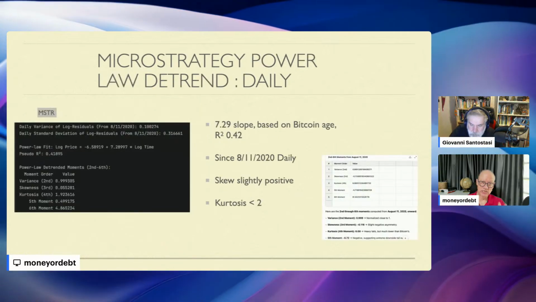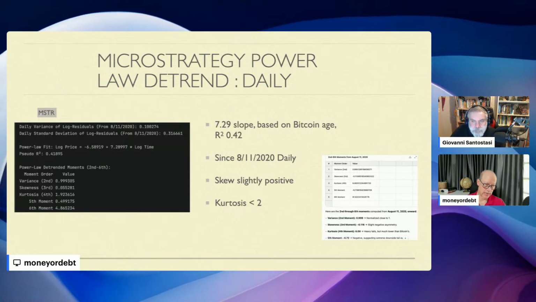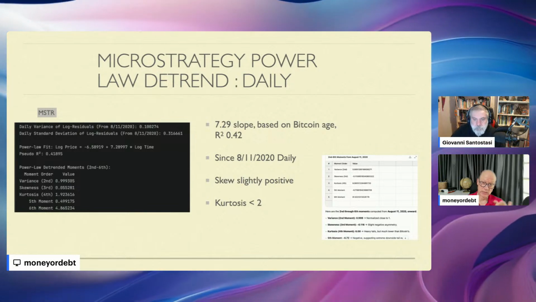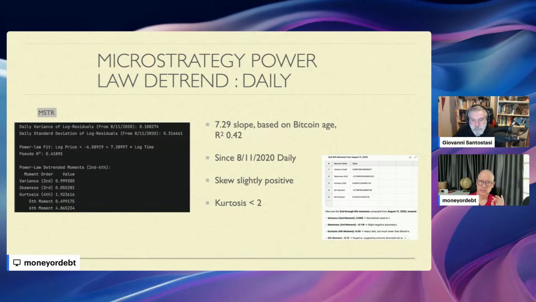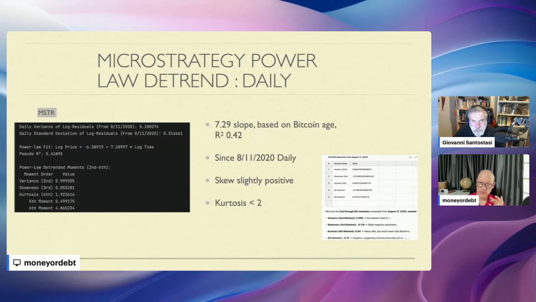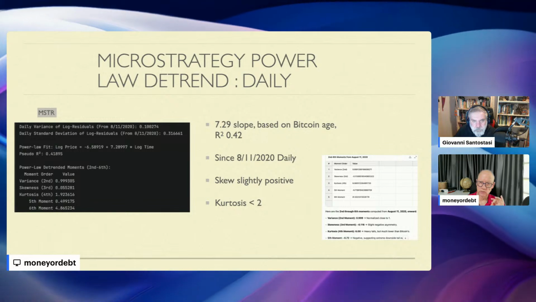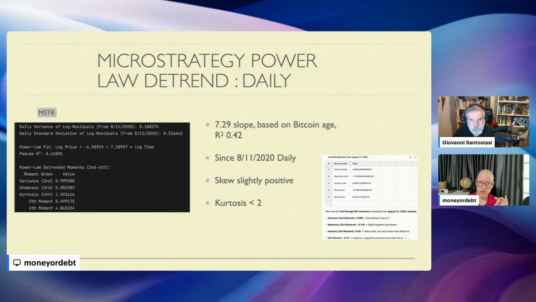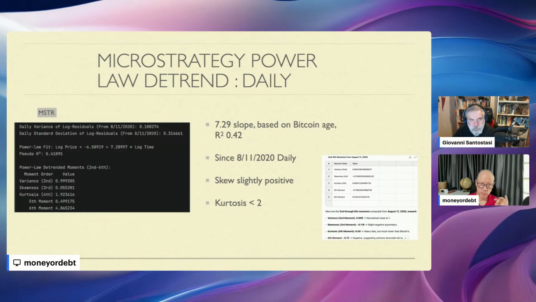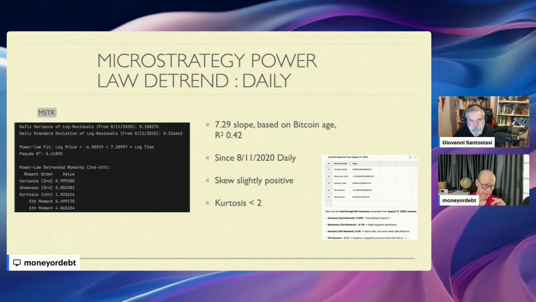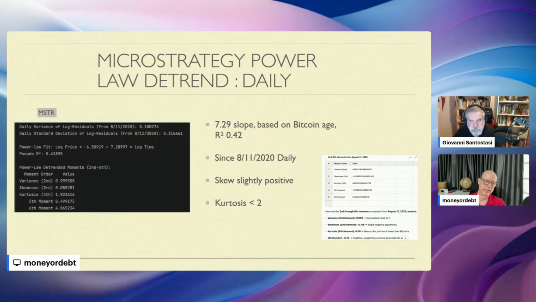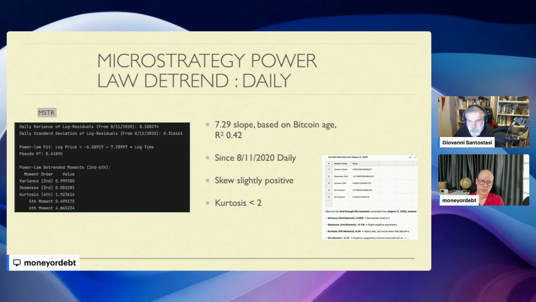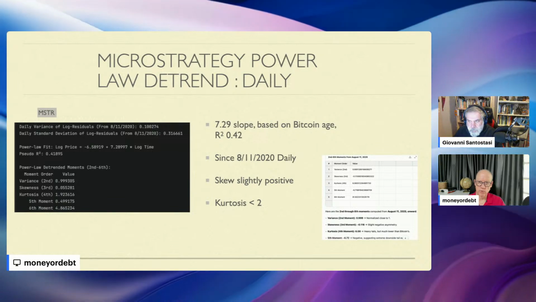Now we power law detrend the daily. So the previous was not power law detrended for either the time frame and for either time step, weekly or daily. Now this is daily only since August of 2020, so only with the Bitcoin strategy, and now power law detrended. And here the power law is 7.3 slope. Very importantly, you have to base it on the Bitcoin age because he's basically just jumped on the Bitcoin rocket, right? So we have to zero it to January 3rd, 2009. The R squared is modest at 0.42.